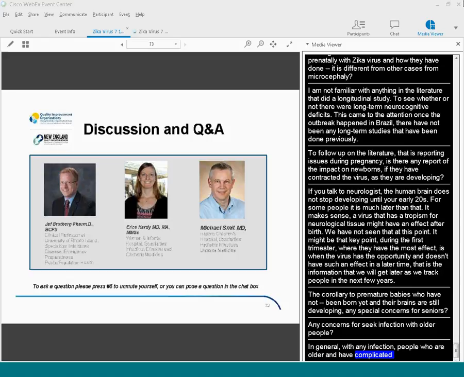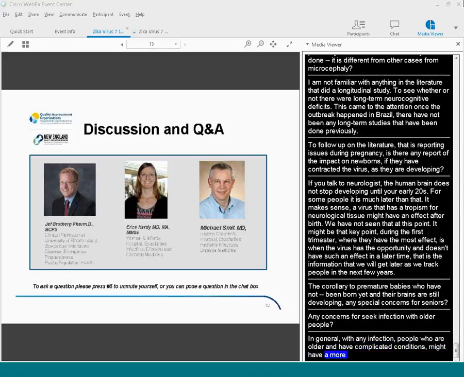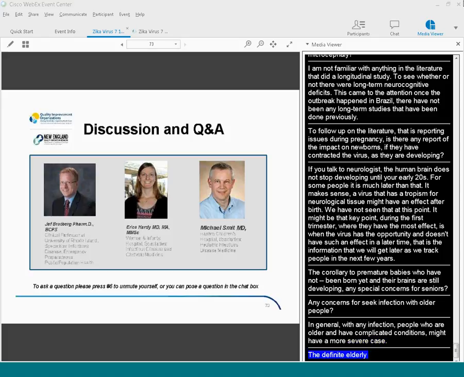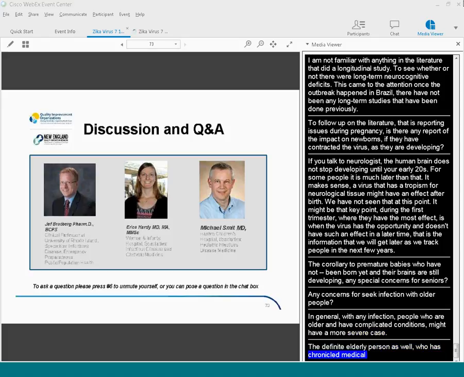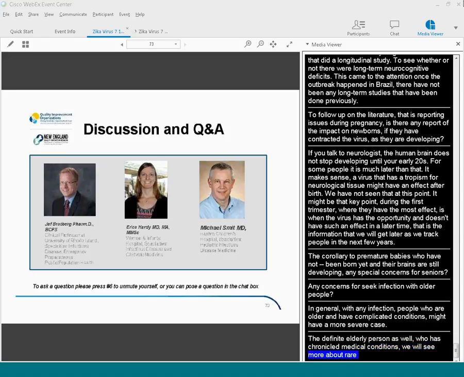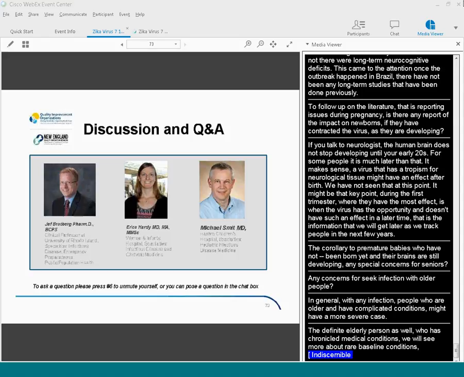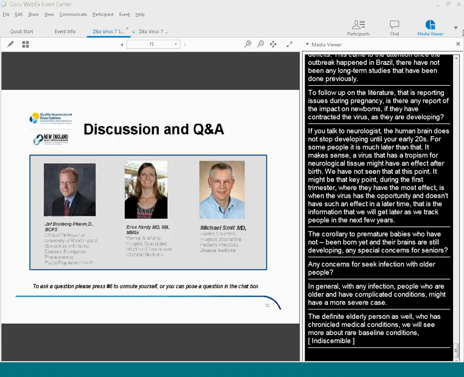And again, the death within an elderly person as well. Again, who had chronic medical conditions, so it's just one of those things. And I think we're going to see more about, you know, extremely rare baseline neurologic conditions. ADEM, acute disseminated encephalomyelitis, right? ADEM has been associated with Zika, and since those cases are so rare at baseline, I think it's difficult to say that in older people they're going to have higher incidence of that.